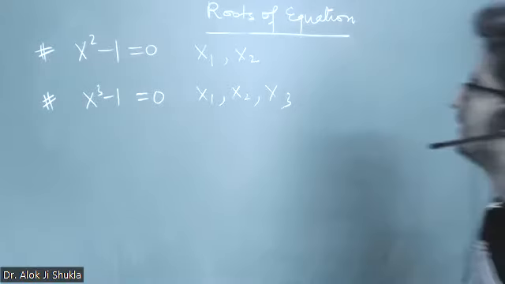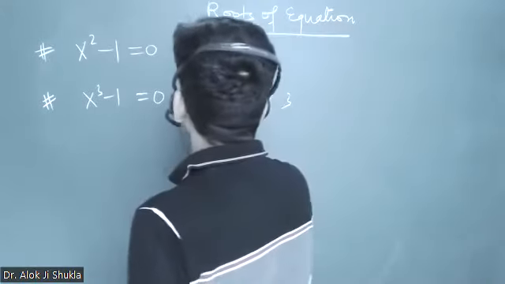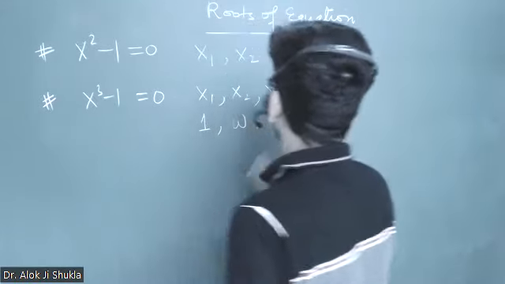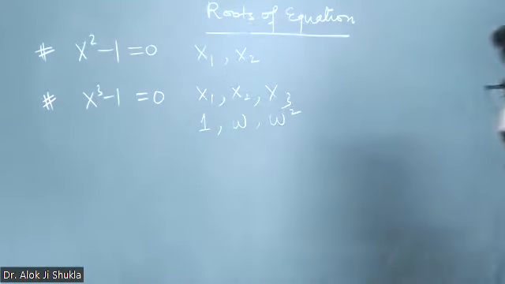So sometimes these roots are also represented by 1. And if I represent this as omega, this is obviously omega square. Okay?